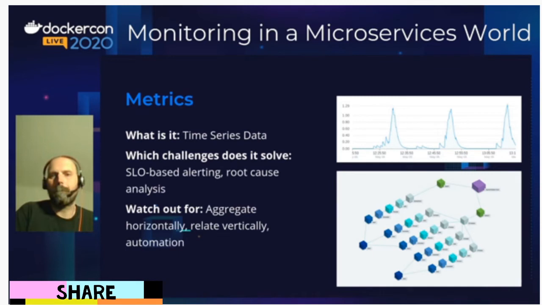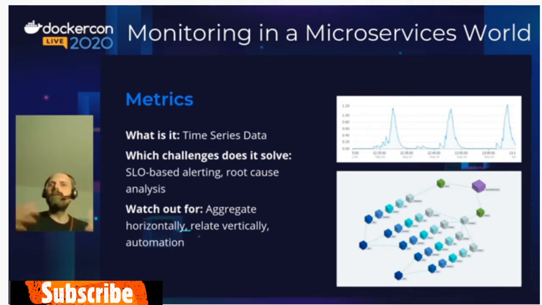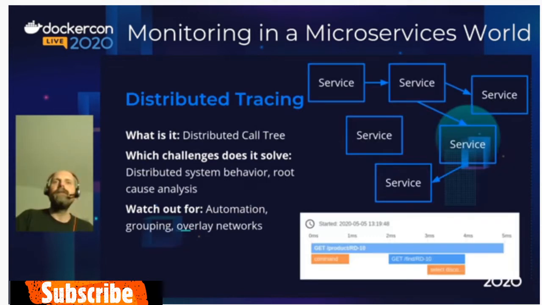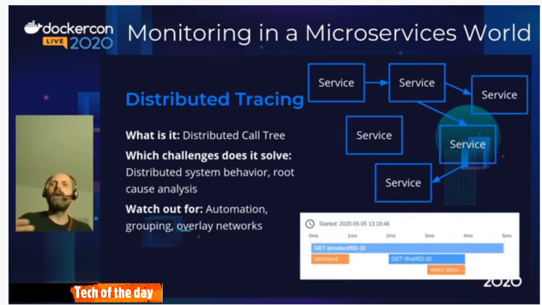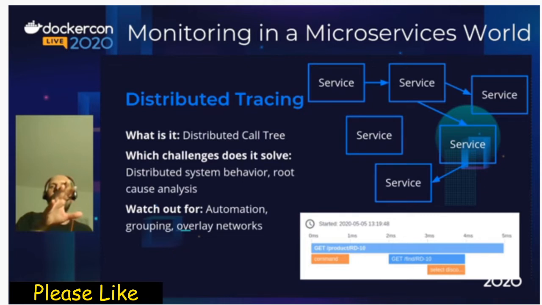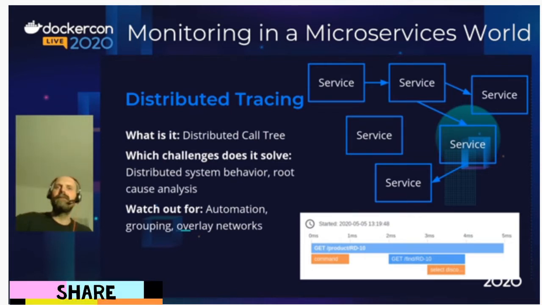Good. So that was a quick introduction to metrics. Basically, metrics are time series data and are a good way for defining what it means for your application to be in a healthy state. The other type of data that is often used, or more and more used, in monitoring are distributed traces. Distributed traces are about understanding the distributed system behavior, right? You have a call coming in to a service A, this service A calls service B, this service B calls service C, etc. And you want to know which services are involved with actually responding to that incoming call.